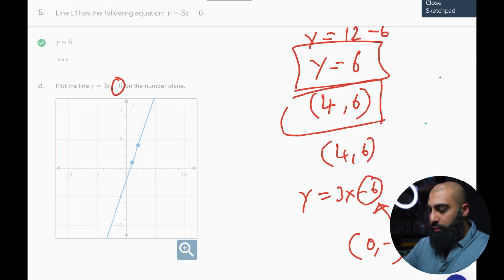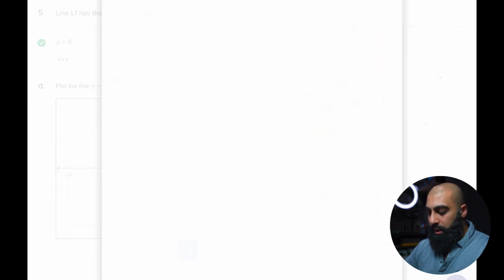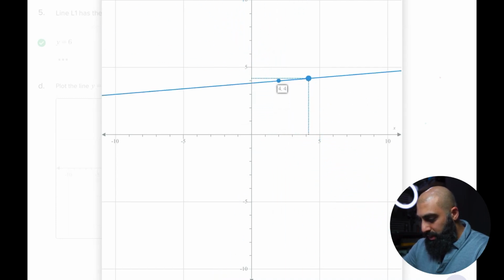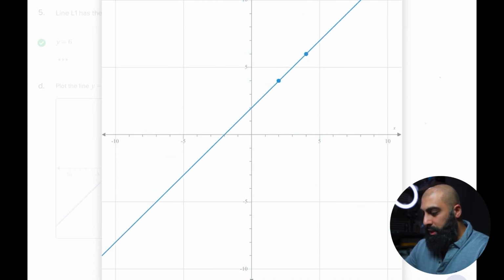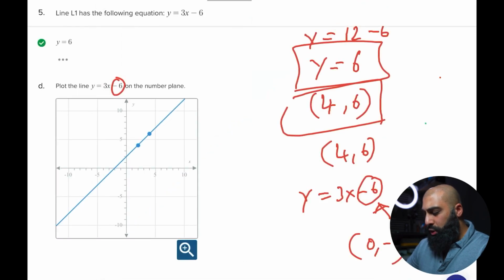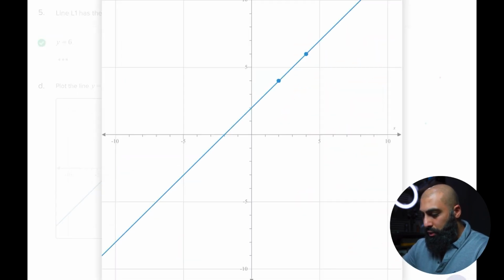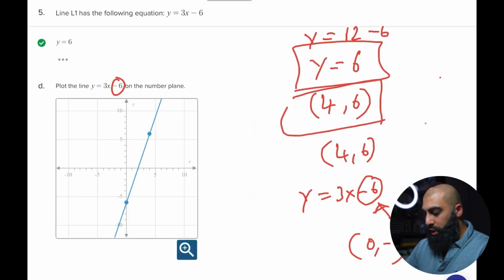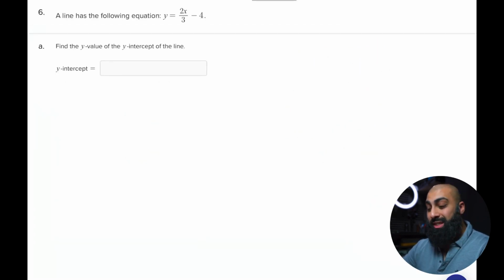First and foremost, let's do 4, 6. So 4, 6, and the other coordinate was 0, minus 6. So 0, minus 6. Let's just double check. 0, minus 6, yeah, that looks good. And then 4, 6, I'm happy with that. Let's submit. Excellent. So let's continue to question 6 now.